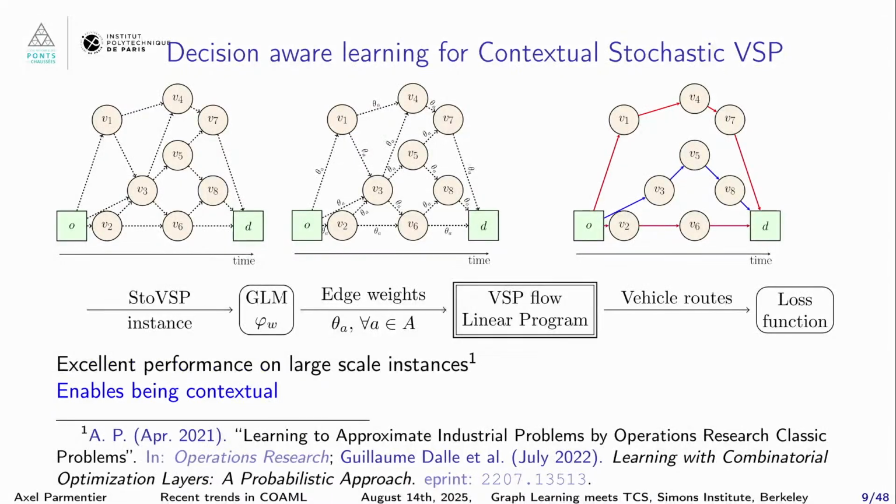And we were surprised by the fact that it gave excellent performance in practice, and the flexibility of graph neural networks enables us to put some context there. Typically, we now use the weather forecast for the next day as an input to our GNN to get routes that take that into account.